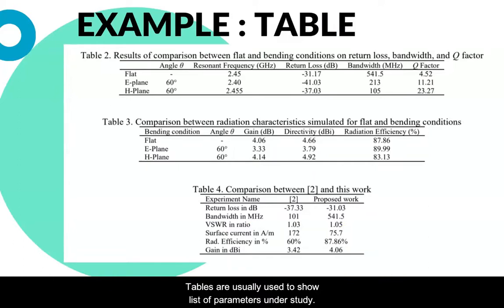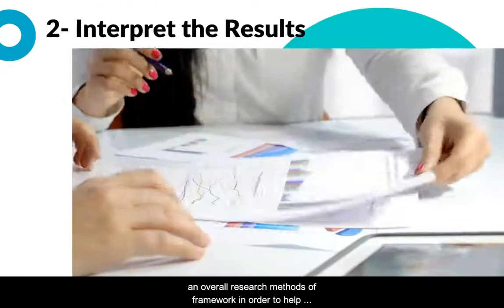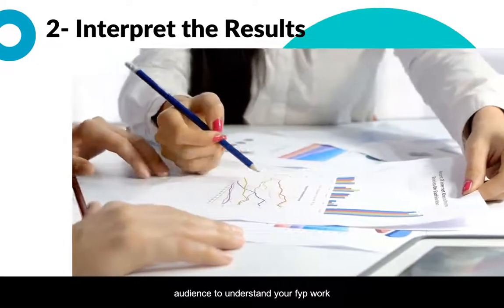Tables are usually used to show lists of parameters under study. Sometimes, for large amounts of data, graphs are the best way to show relationships between parameters. It is also a good strategy to include a diagram that shows an overall research method or framework in order to help the audience to understand your FYP work.